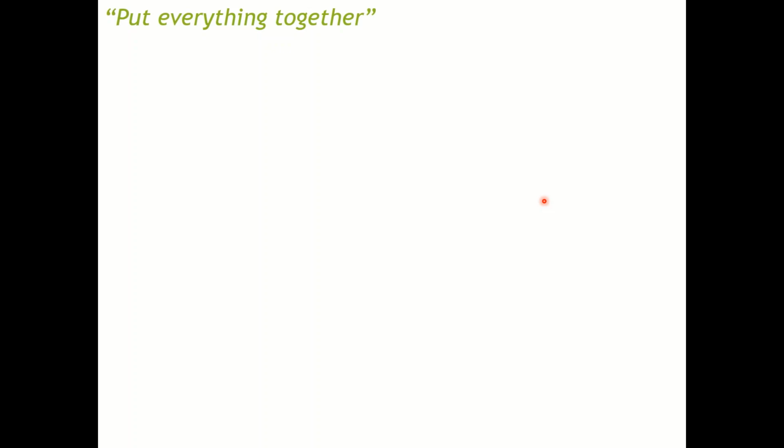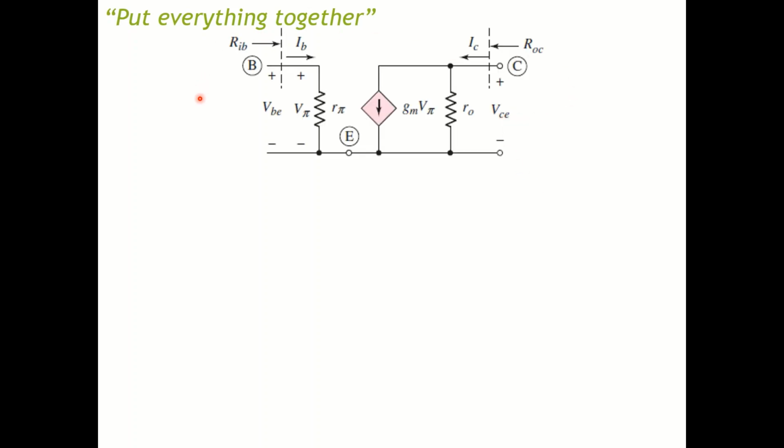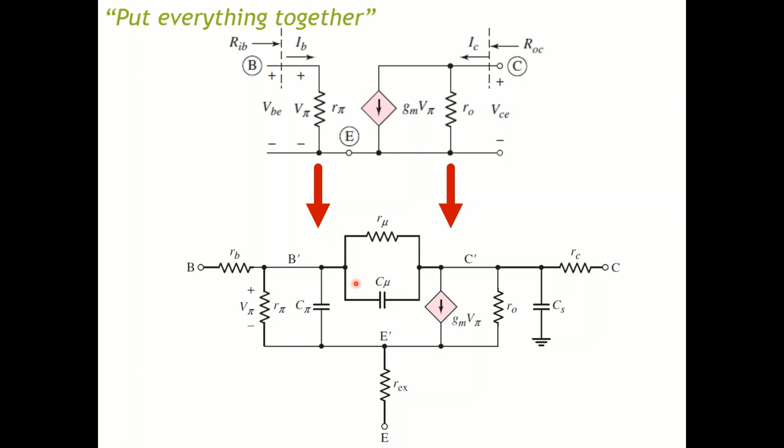So if you put everything together from the original hybrid-pi equivalent circuit, you can have the expanded version with all the new components, such as the external one between the inner region of the emitter and the emitter terminal, the C pi, the RB, the RO, the CS and RC. So you need to add in all of these new components due to all of the internal effects.